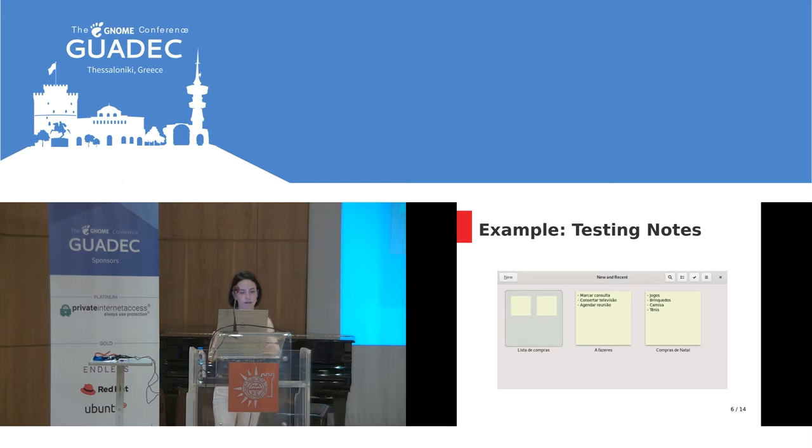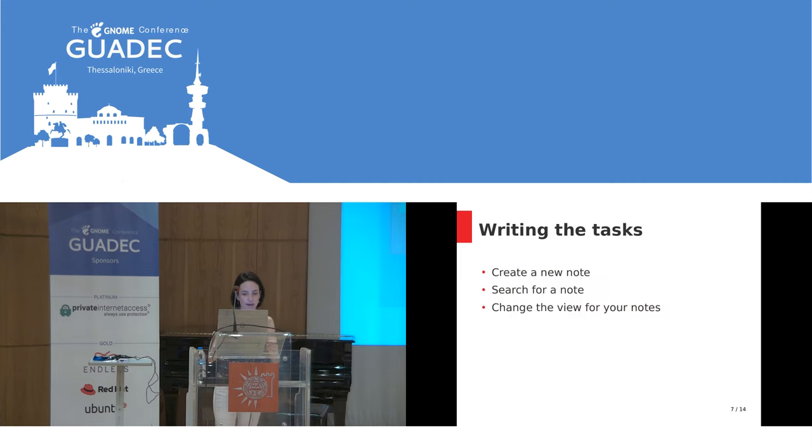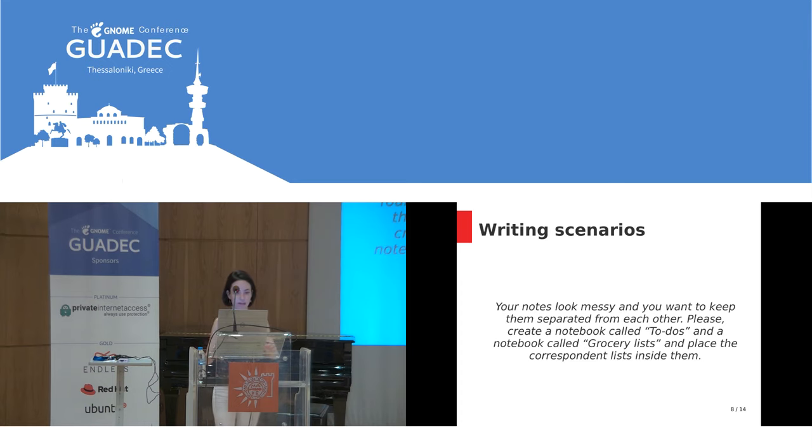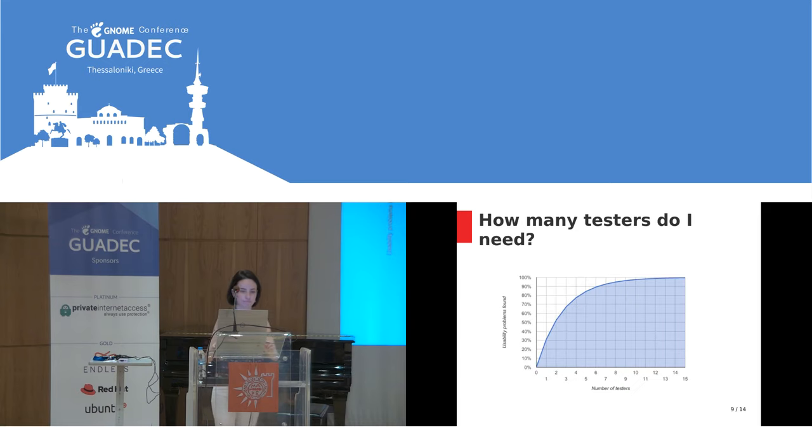For example, the testing notes. I wrote some tasks and then the tasks were covered: creating a note, searching for a note, and changing the view for the notes. This is an example of a scenario. Your notes look messy and you want to keep them separated from each other. Please create a notebook called To-Dos and a notebook called Grocery Lists and place the correspondent lists inside them.